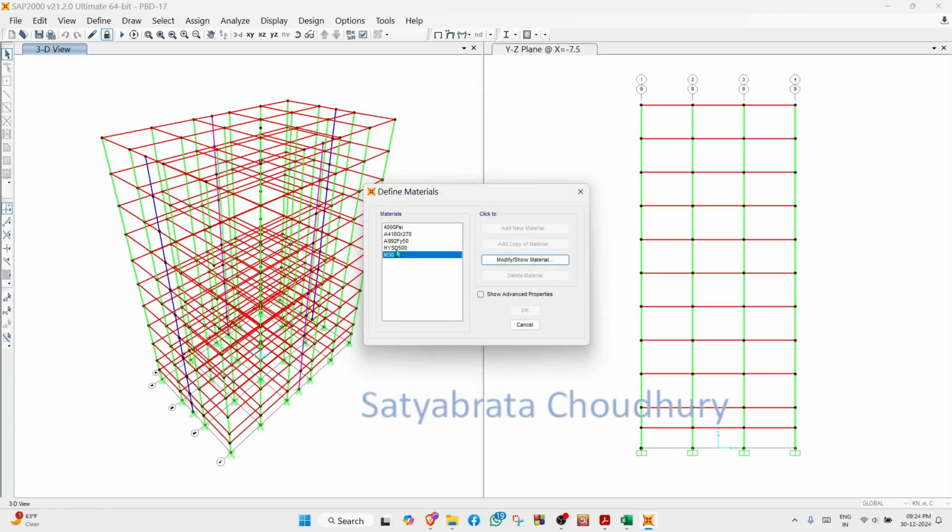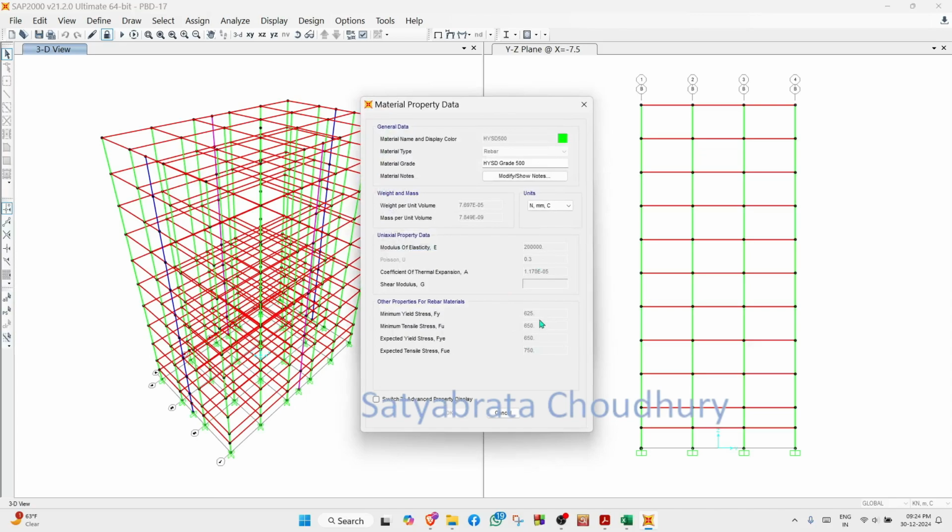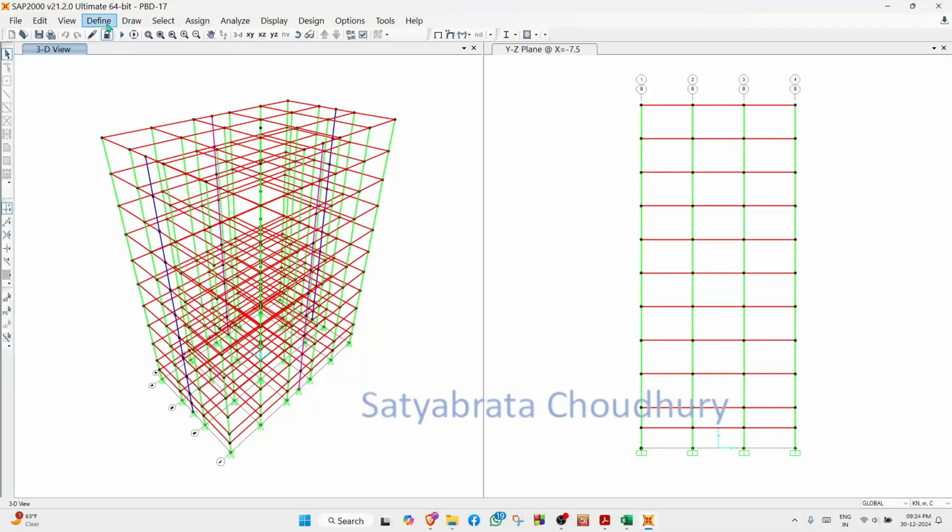Okay, similarly if you go to the rebar, then you can see the strength is not 500 but 625, that is 1.25 into 500, which is the expected strength to be used in this damage based design. So what else we can see?